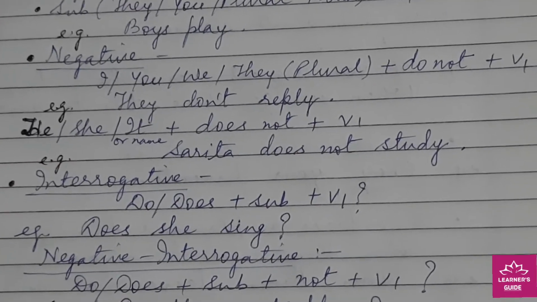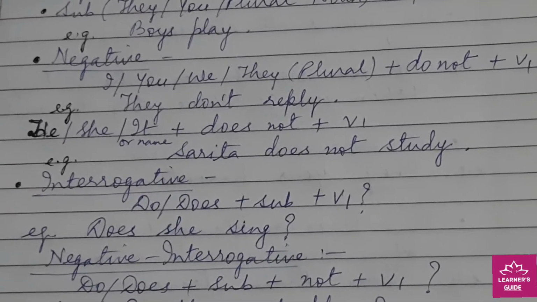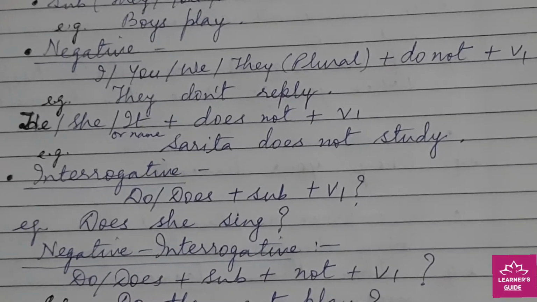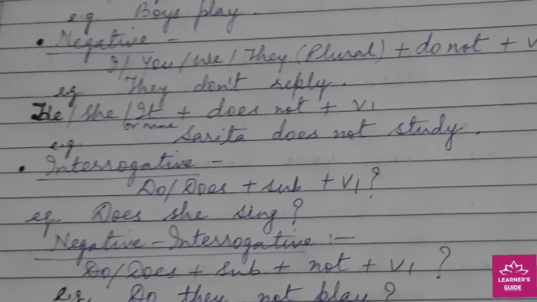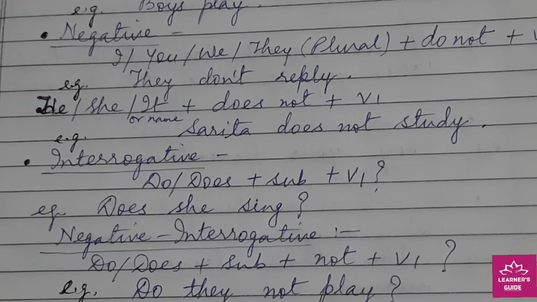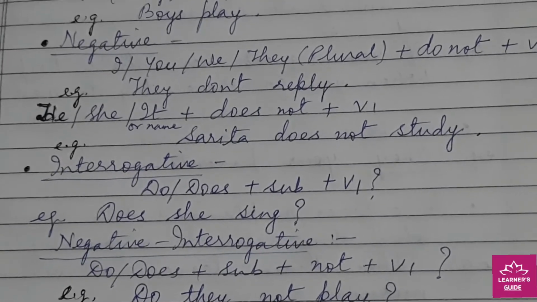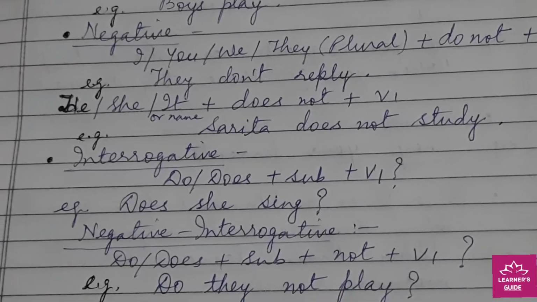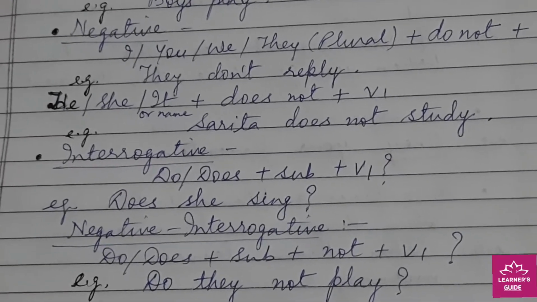and then we write the first form of the verb. So it becomes they don't reply, they don't play, they don't fight, I don't talk, you don't listen. Okay, so it can be any of these subjects, and then don't or do not is added, and after don't we write the first form of the verb.